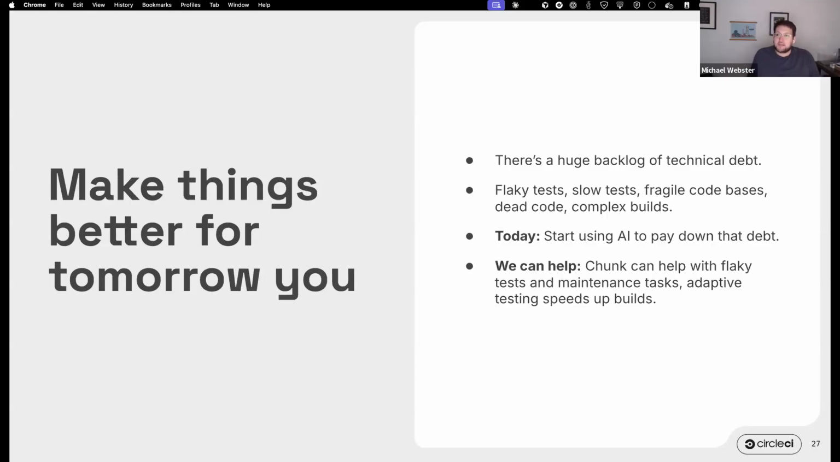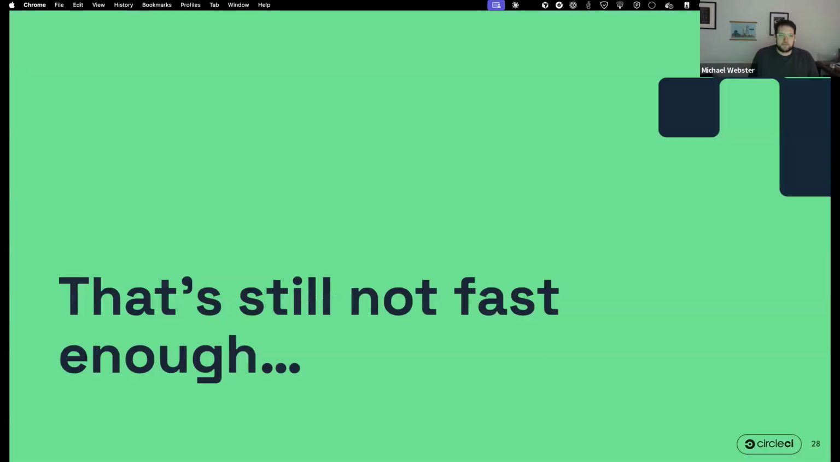We can help with that. Chunk is our agent that we're building out right now. It works with flaky. Right now, it's focused on improving flaky tests to fix those to stabilize your delivery pipelines. We're also launching an adaptive testing feature to speed up your build times by selectively running tests. These are all solvable problems. Everyone knows they have problems, but if you're going to go all in on AI, you need to invest in solving them.